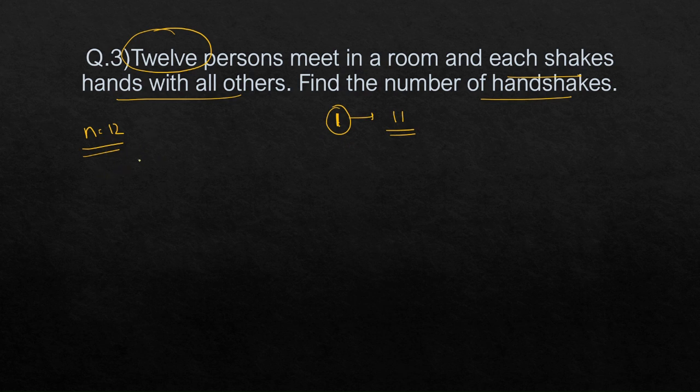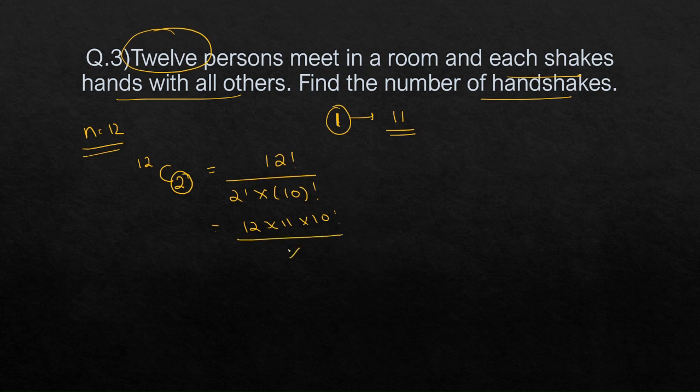So what we'll write here is 12C2 because two people are shaking hands at one time. Now in this case we'll directly write 12 factorial, then 12 minus 2, which will be 10 factorial, multiplied by 2 factorial. Again we'll just solve it quickly. So the answer to this question will be 66. So there will be total number of 66 handshakes.